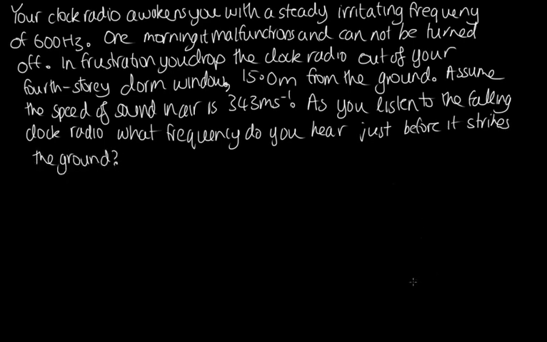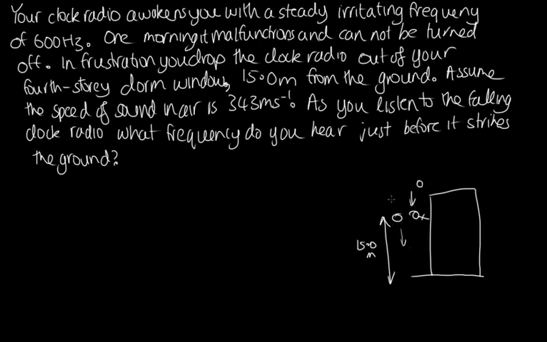So let's start by drawing a diagram. Here's you dropping a clock radio out the window. You're 15 meters above the ground and the clock radio is going to move away from you. Now you're the observer and the clock radio is the source in this case. So it's a moving source.